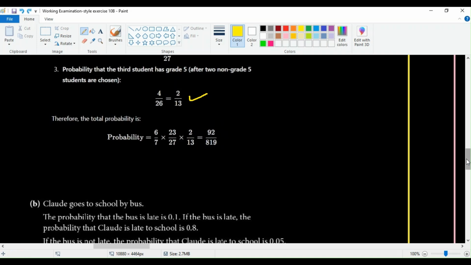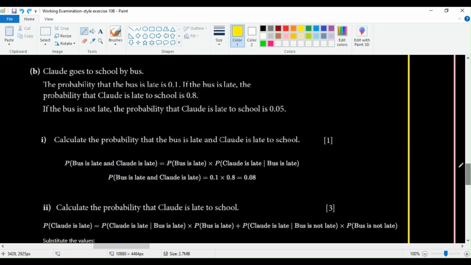Now comes part B of this question. It says Claude goes to school by bus. The probability that the bus is late is 0.1. 0.1 means 1 out of 10. If the bus is late, the probability that Claude is late to school is 0.8. That means 8 out of 10. If the bus is not late, the probability that Claude is late to school is 0.05. That means 5 out of 100.